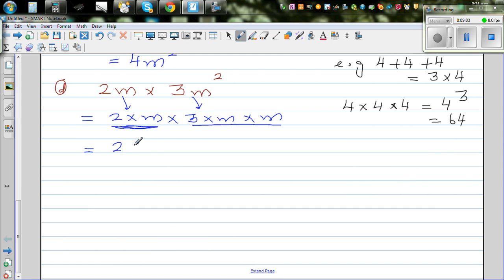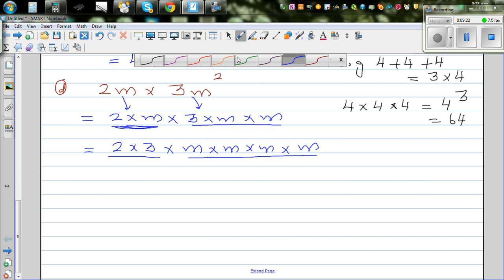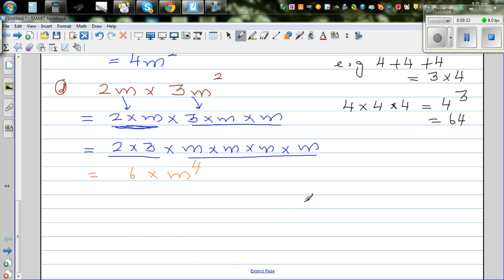So this is 2 times 3. When you're multiplying numbers, you can multiply in any order, it doesn't make any difference. Times m times m times m times m. I've just grouped the numbers and the letters separately. Okay, now I'll change color. Now you can do 2 times 3 is 6. And m times m times m times m is m to the power 4, multiplying m 4 times. And this simplifies to 6m to the power 4.